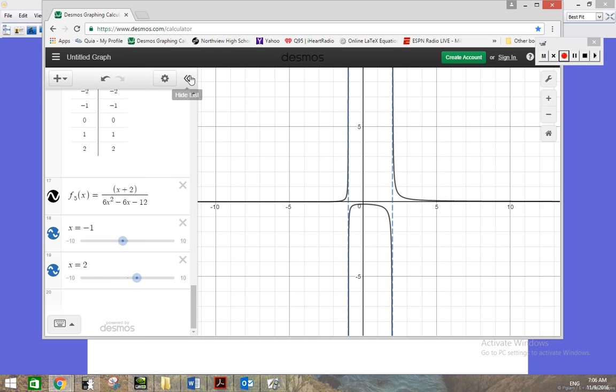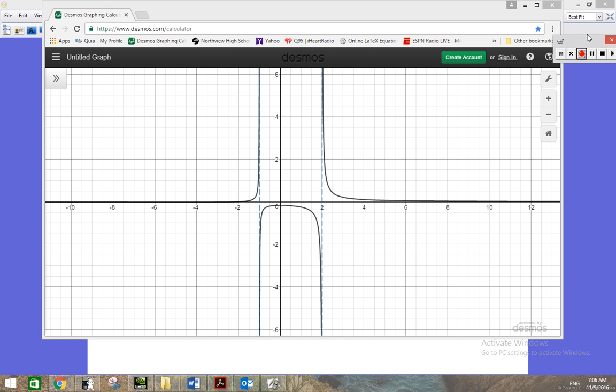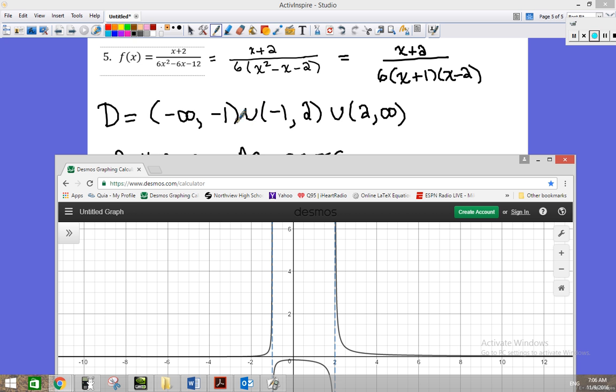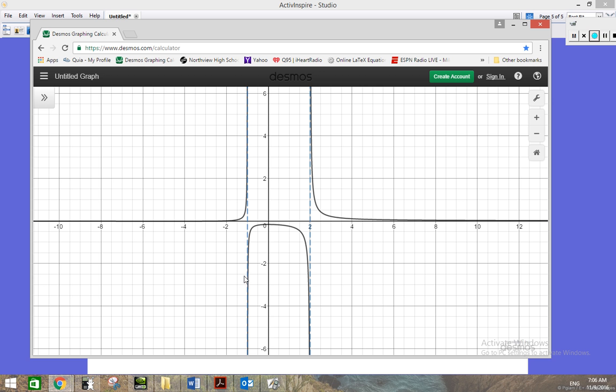Alright, so let's take a look and see if we agree with this. Yeah, here at x equals negative 1 and at x equals positive 2, and that's what we said, those were vertical lines, and they're illustrated by these blue dashed lines.